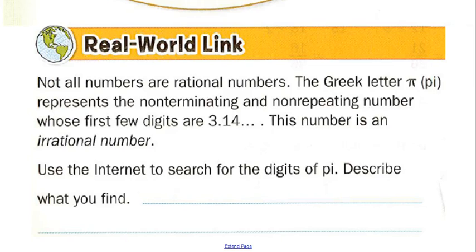So it says use the internet to search for the digits of pi. Describe what you find. All right. Well, if you actually do that, you'll find that pi goes on forever. And some of these websites will actually list up to 1 million digits of pi, which is kind of crazy. But there's an actual way to sort of figure out what those numbers are. But for the purposes of this, we're not too worried about that.